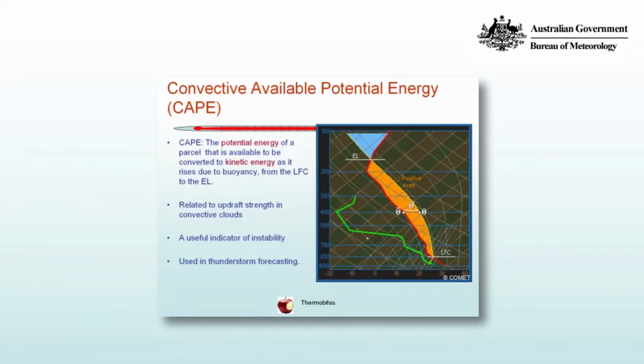So convective available potential energy, or CAPE, is the potential energy of a parcel that is available to be converted into kinetic energy as it rises due to buoyancy from that level of free convection all the way to the equilibrium level. At the level of free convection parcels first become buoyant. At the equilibrium level they cease to be buoyant, although parcels of air can overshoot that level due to their momentum. The CAPE is directly related to updraft strength in convective clouds, and it's a very useful indicator of stability. The larger the CAPE, the more unstable the environment, and it's used in thunderstorm forecasting a great deal.